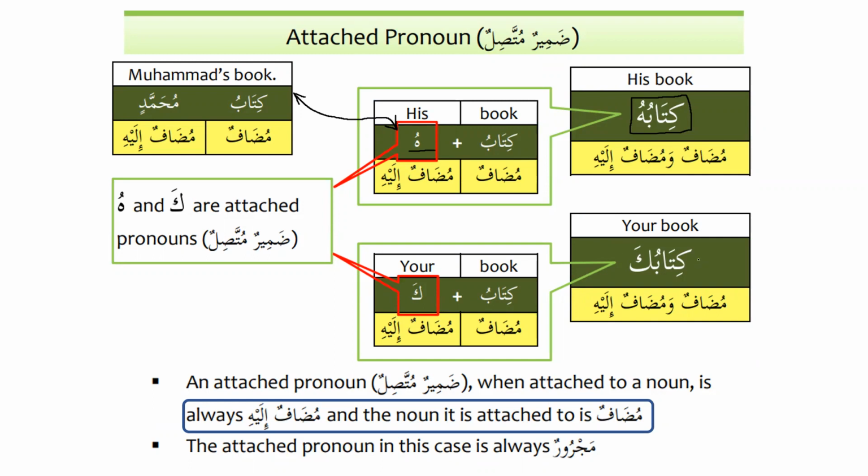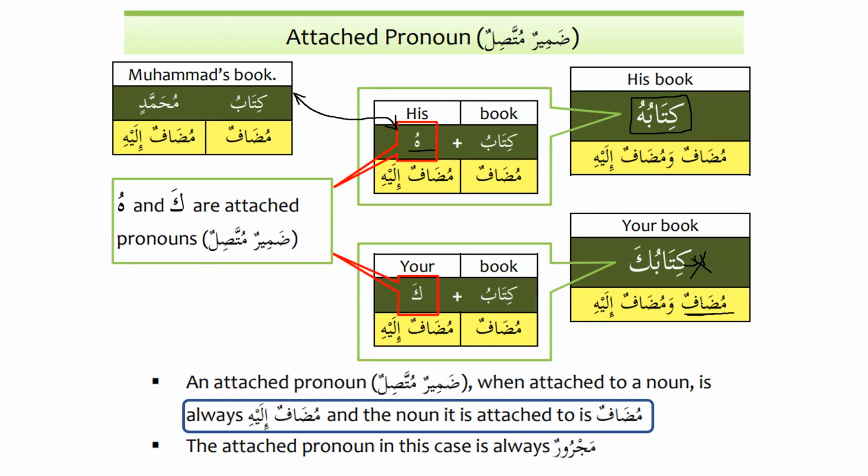Now, I have a question. Can I say al-kitabuka? Is it possible to say al-kitabuka? Yes, please tell me quickly. If I want to say no, okay, why not? Because we know that mudaf does not take al, and mudaf does not take tanween. Excellent. So that will be a big mistake if I say al-kitabuka, because mudaf does not take al and mudaf does not take tanween. That's number one.